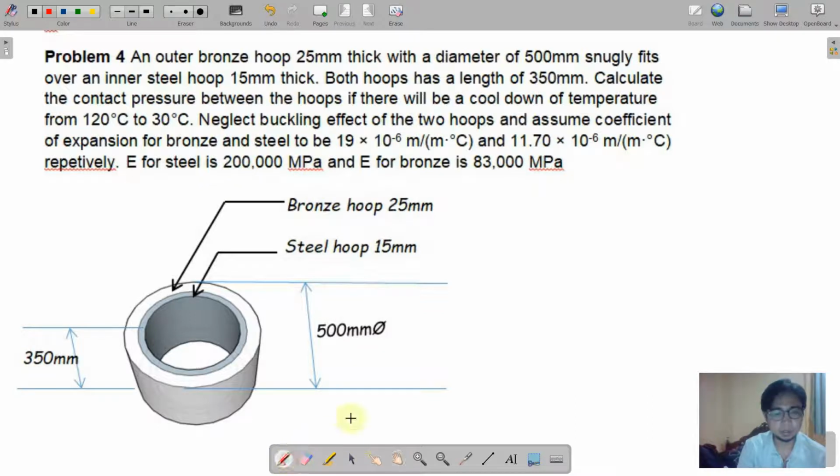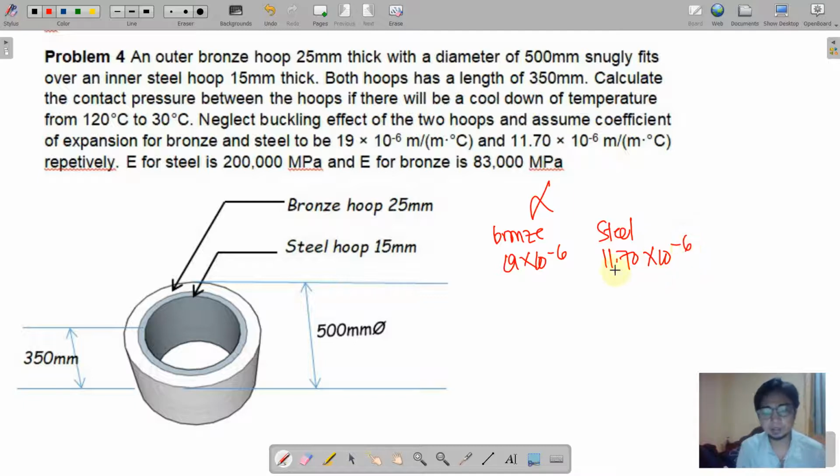So let us write that one. Comparison. For alpha, we have the bronze to be 19 times 10 raised to negative 6. And then for the steel, we have 11.7 times 10 raised to negative 6. So what is the meaning of this one if we are going to compare it?